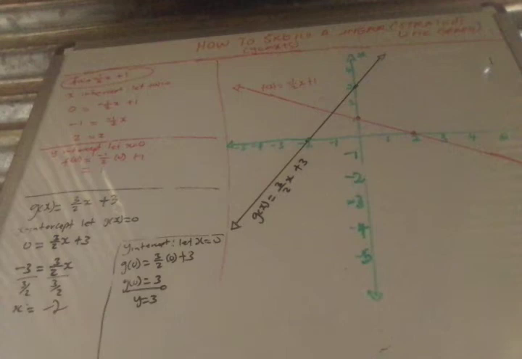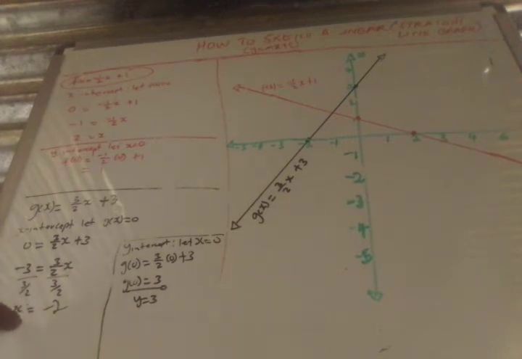The second one we have is g of x equals 3 over 2 x plus 3. We'll follow the same procedure that I've been following in the previous examples. We must first find the x-intercept, so we let y be 0, or g of x be 0. g of x is the same as y. We take the 3 to the other side, it becomes negative, and we divide both sides by 3 over 2. We end up with x equals negative 2.